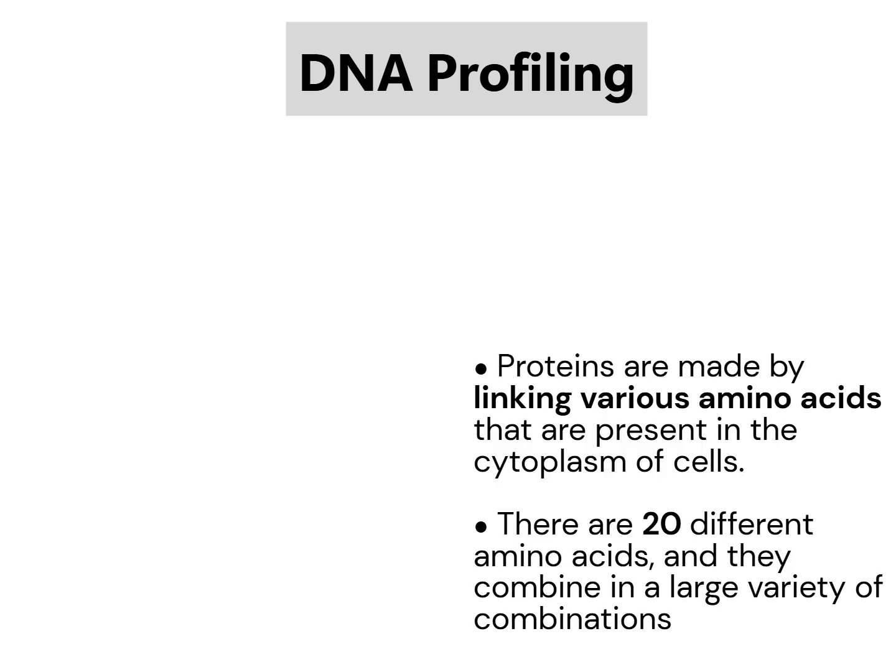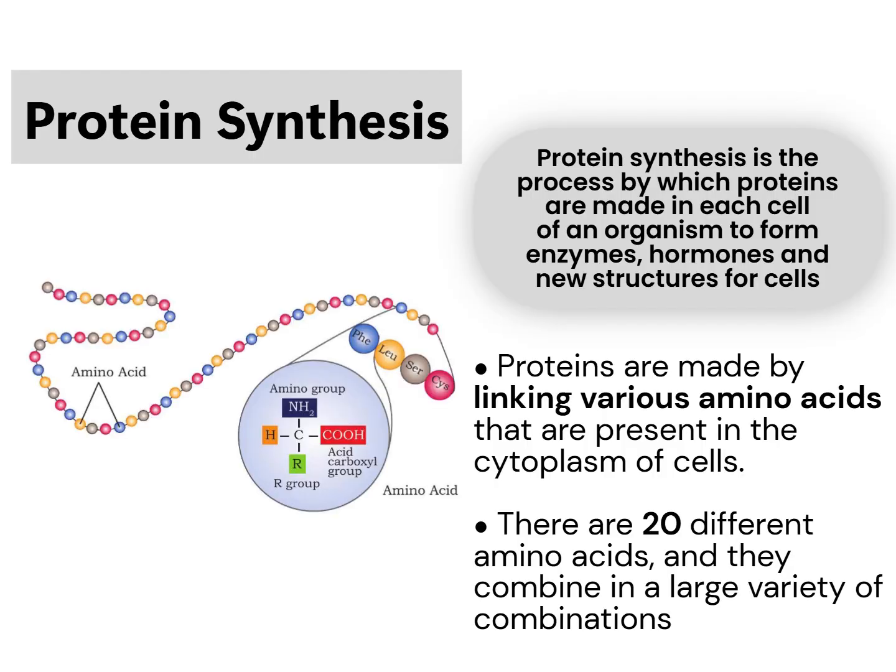Now, protein synthesis is a process by which proteins are made in each cell of an organism to form enzymes, hormones, and new structure for the cells. They are made by linking various amino acids that are present in the cytoplasm of the cell. We found that there are 20 different amino acids and they combine in a large variety of combinations.